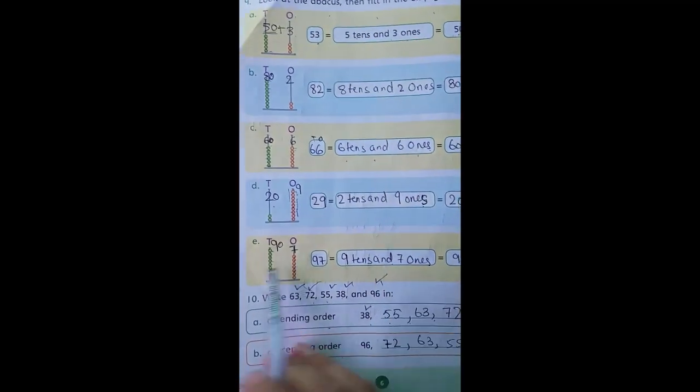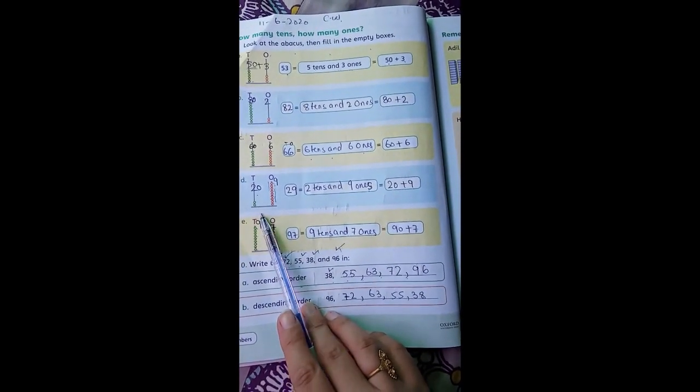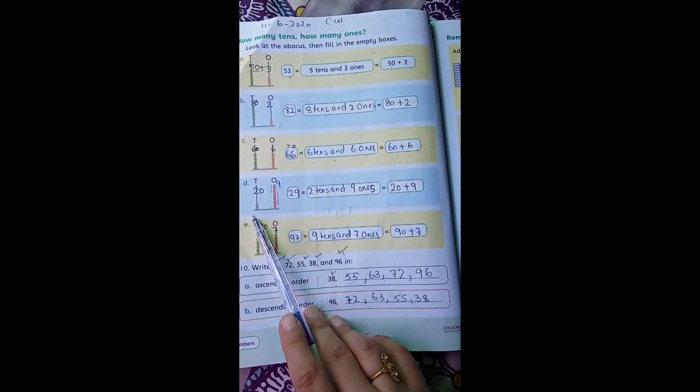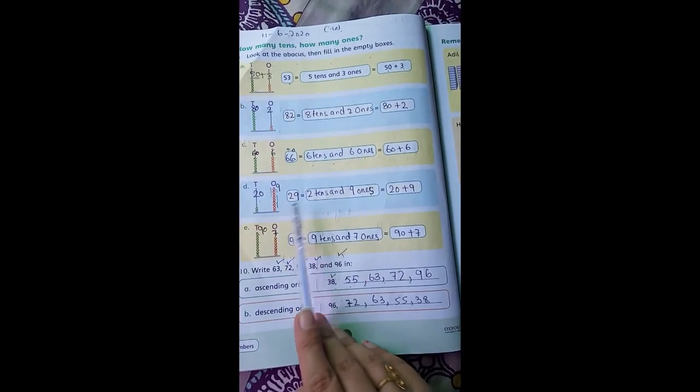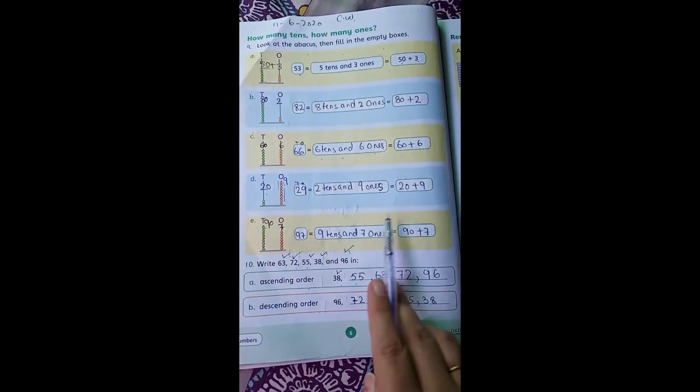Alright, so if you can see part D, at part D you can see there are 2 balls on the tens abacus, you can write 20, and 9 balls on the ones abacus, you can write 9. So 20 plus 9, which is equal to 29. So T and O, so you can write 2 tens and 9 ones.